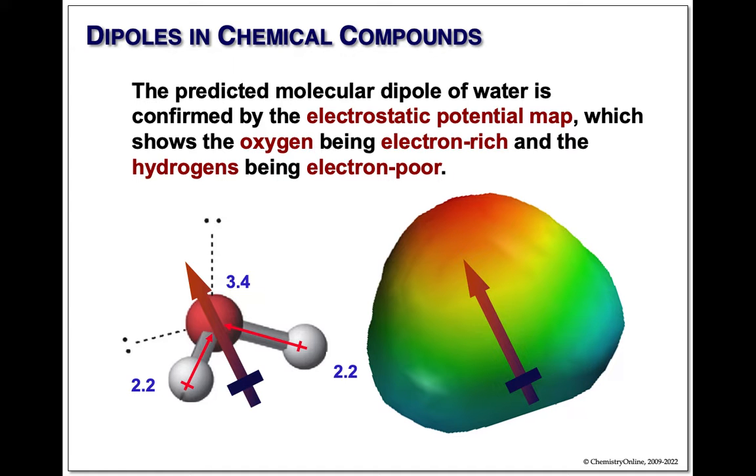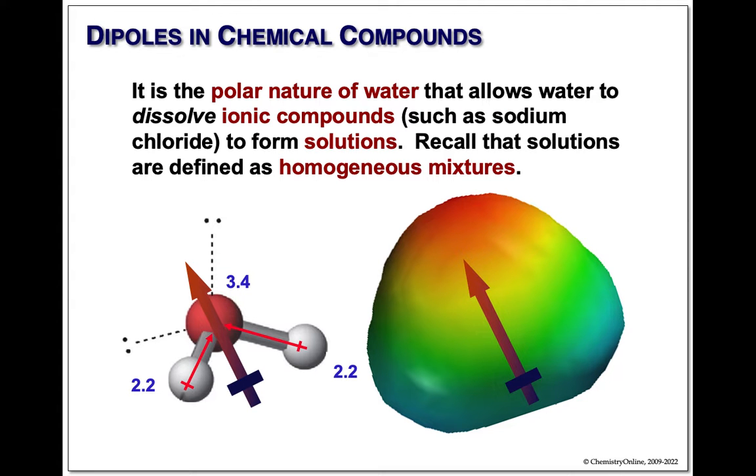This is the thing that makes water so special. It has this tremendous molecular dipole. We will see that this molecular dipole is what allows water to dissolve ionic compounds, and basically is what makes water essential for life as we know it. Water is the best substance we know of for doing this.